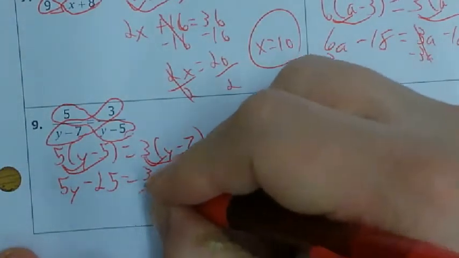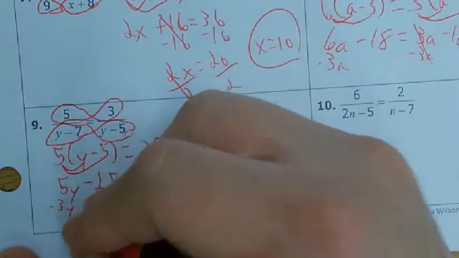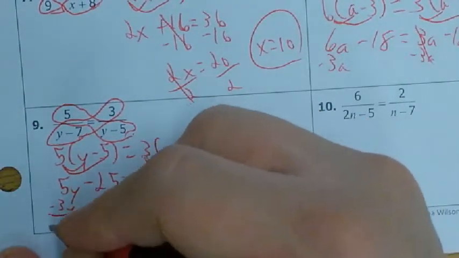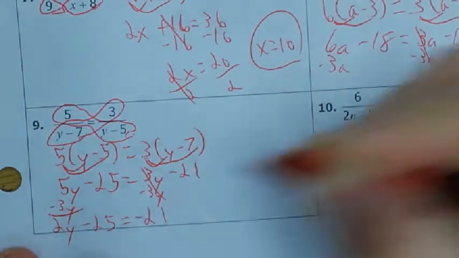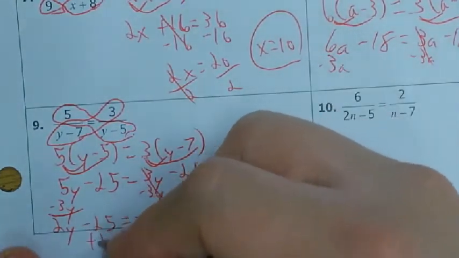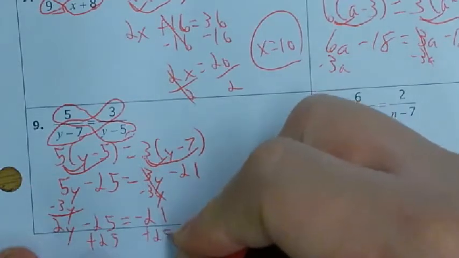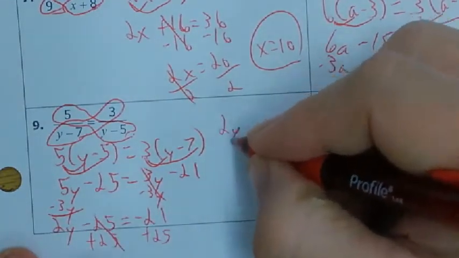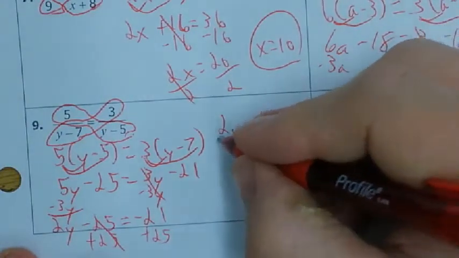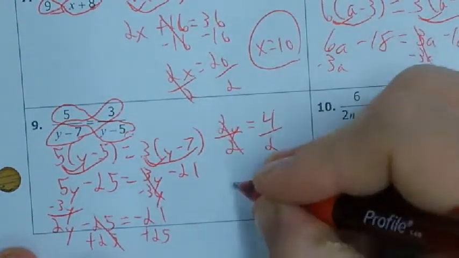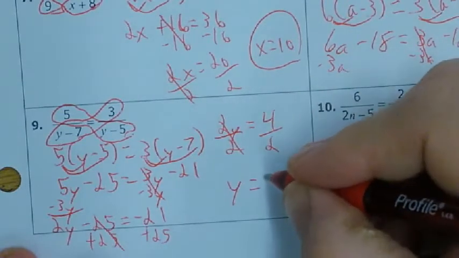So then we're going to subtract our y's. 5y minus 3y equals 2y, minus 25 equals negative 21. Add 25 on both sides. You'll get 2y equals negative 21 plus 25, which is 4. Divide by 2. Y equals 4 divided by 2, which is 2.